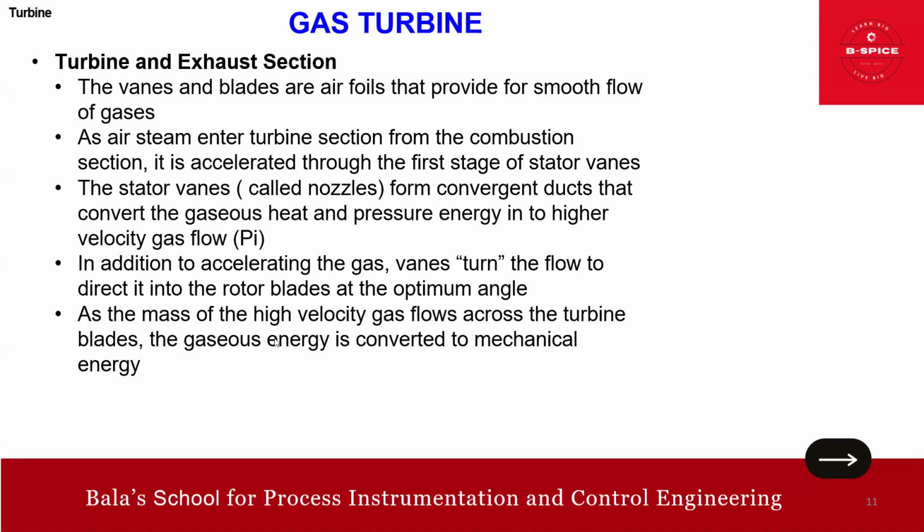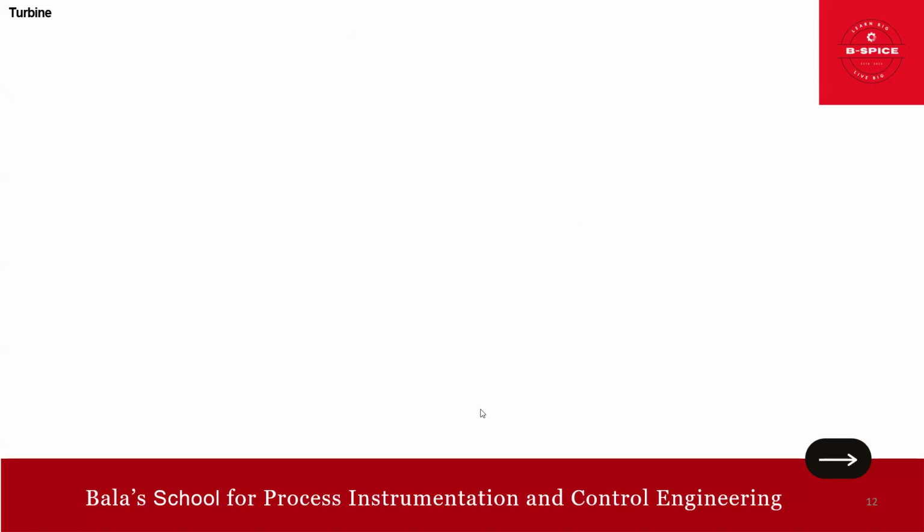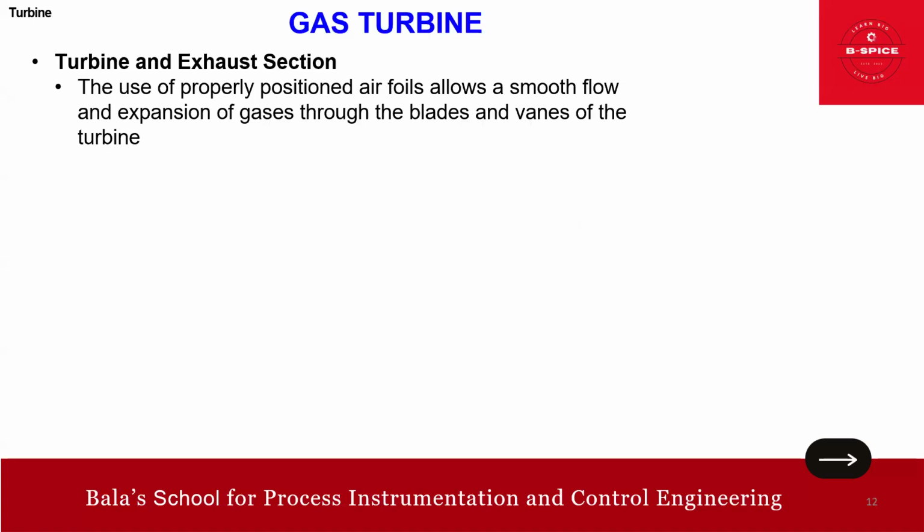So as a mass of high velocity gas flows across the turbine blade, the gaseous energy is converted to mechanical energy. So that is the point. Okay. So velocity, temperature, pressure of gas are sacrificed in order to rotate the turbine to generate the shaft power. That's it, friends. Very simple, isn't it? Okay. So a few more.